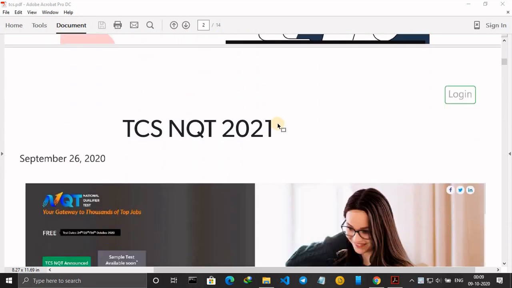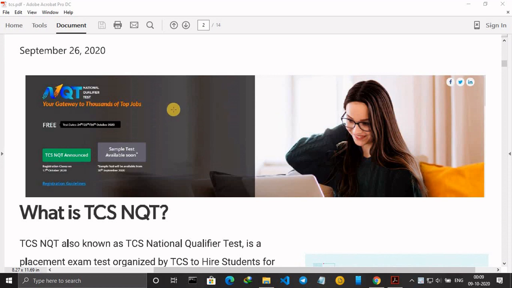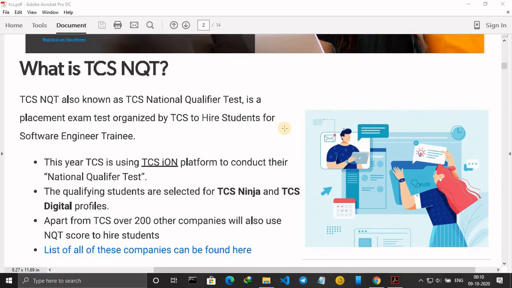So guys, TCS NQT 2021 is totally free, and you can see the exam dates are 24, 25, 26 October 2020. NQT stands for National Qualifier Test. It is a national level test conducted all over India. This year TCS is using the TCS iON platform to conduct their National Qualifier Test, and it is totally free.